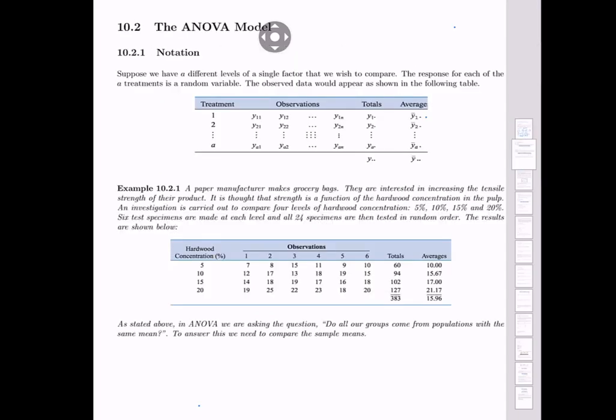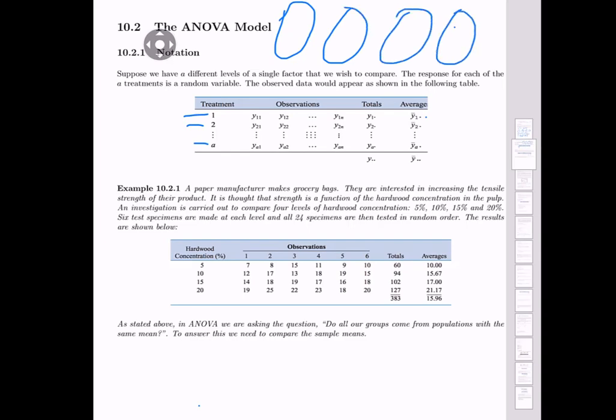Now let me explain these notations. Here, treatment means groups actually. It means we have 1 to A groups. In my example we had 4 groups, right? Class 1, class 2, class 3, class 4. Therefore our A equals 4. So those are the 1 to A. Here we have A groups.